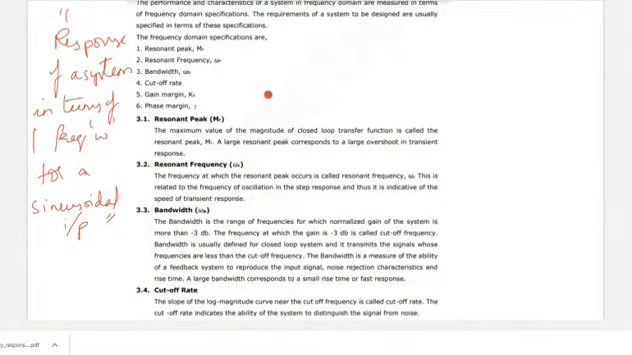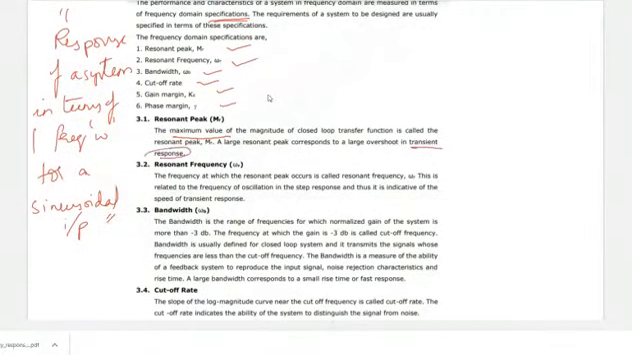So the important specifications in this frequency response include resonant peak. You should know what is resonant peak in your frequency response, and there is something called resonant frequency, and you need to know what is bandwidth, cutoff rate, gain margin, and phase margin. Right, let us see one after the other. So resonant peak is nothing but the maximum value of the magnitude of the closed loop transfer function. Okay, a large resonant peak corresponds to a large overshoot in transient response.